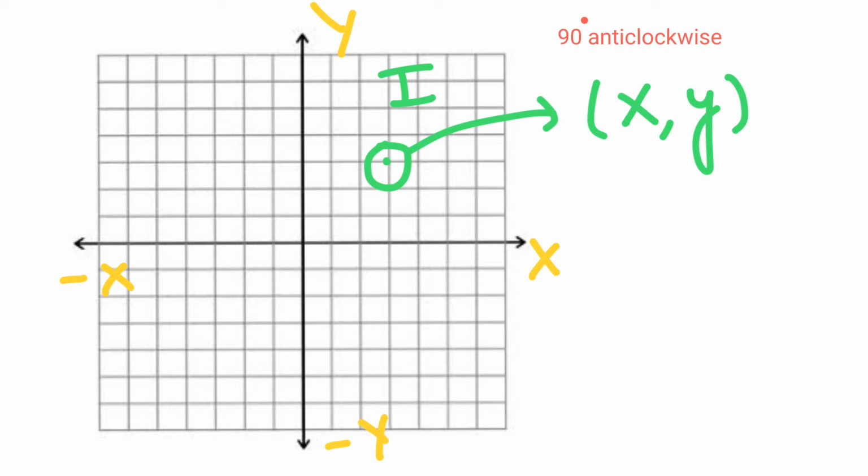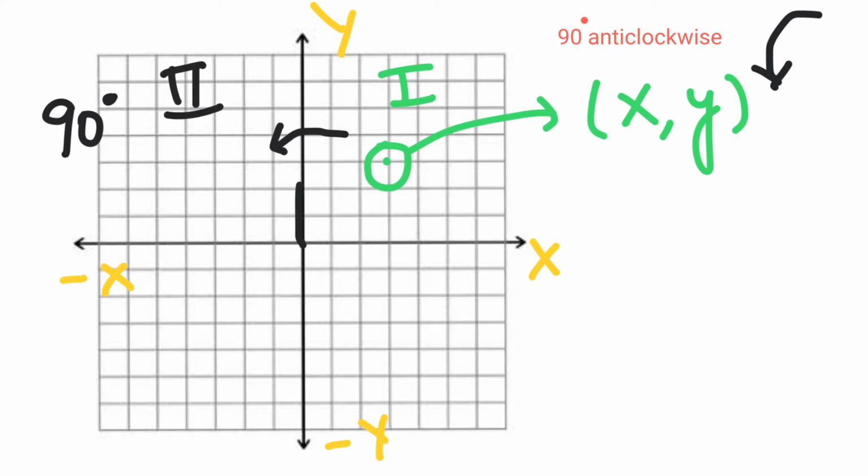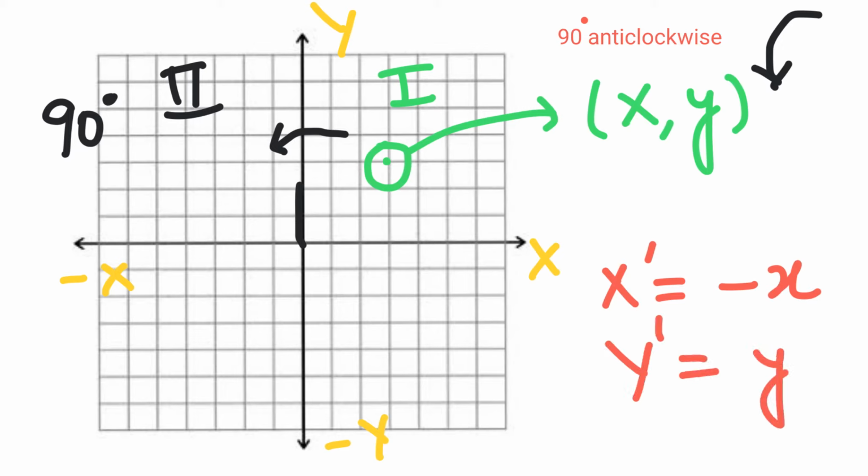If the point is rotated 90 degree anti-clockwise along the graph, anti-clockwise, as we all know, is like this. So moving 90 degree anti-clockwise will land us in the second quadrant. Now in the second quadrant, the x coordinate is negative, so that would be negative x, and the y coordinate is positive, so we will have y. So the new point in the second quadrant after 90 degree anti-clockwise would be negative x and y. Perfect.